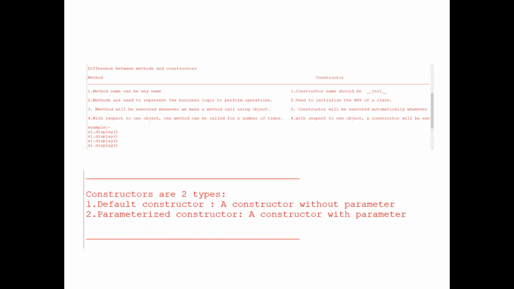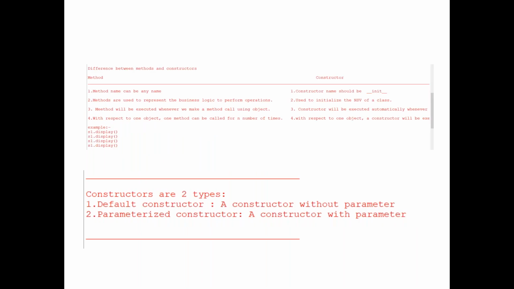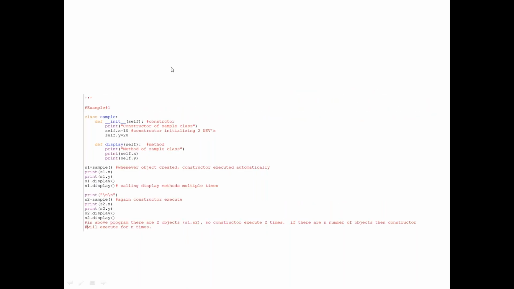Constructors are of two types. One is a default constructor, a constructor without any parameter. The second one is a parameterized constructor, a constructor with parameter. So we'll see both with parameter and without parameter. The first example which I'm showing is without parameter, the default one. Default constructor.